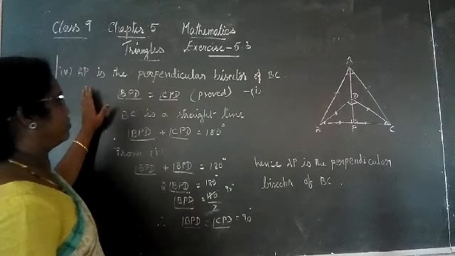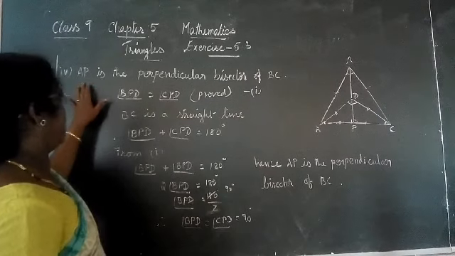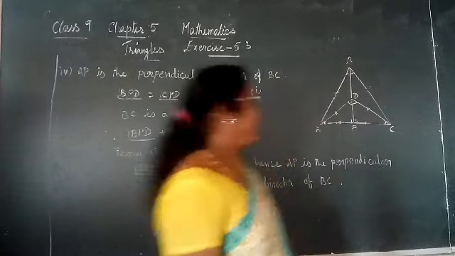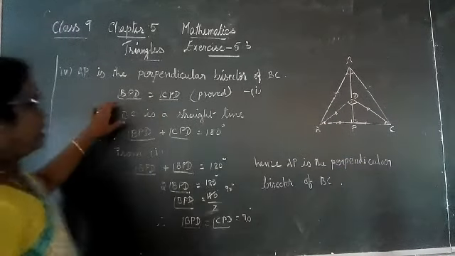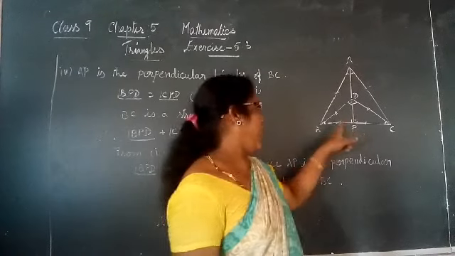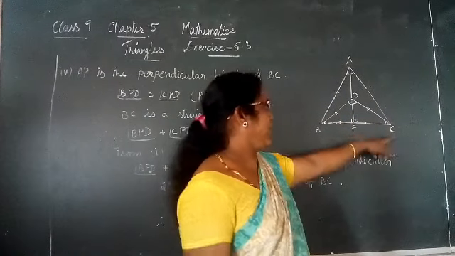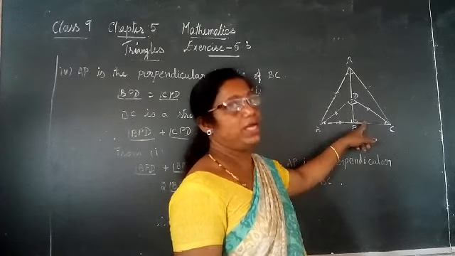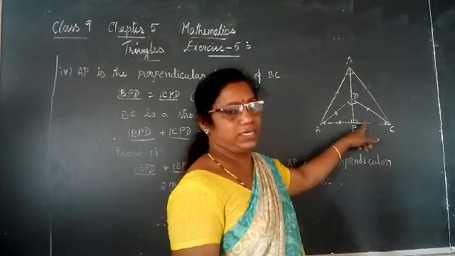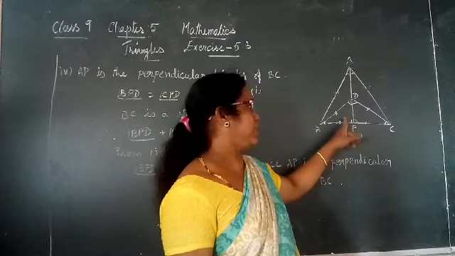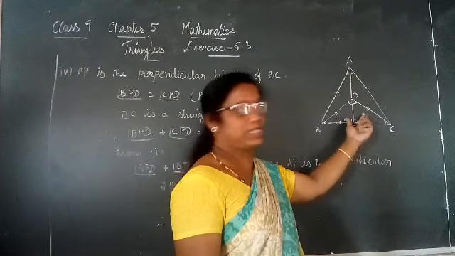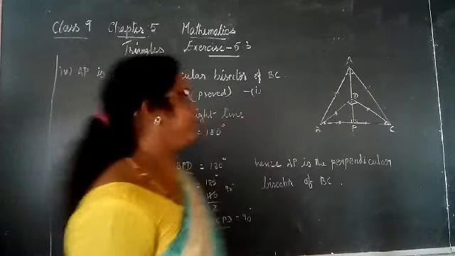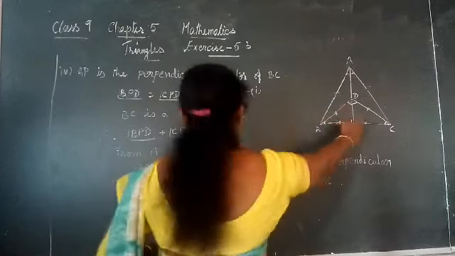The last part of the question: you have to prove that AP is the perpendicular bisector of BC. Here we know that angle BPA and angle CPA are the corresponding parts of the congruent triangles. Because the two triangles are congruent, the two angles are equal according to CPCT. Hence, the two angles are equal.